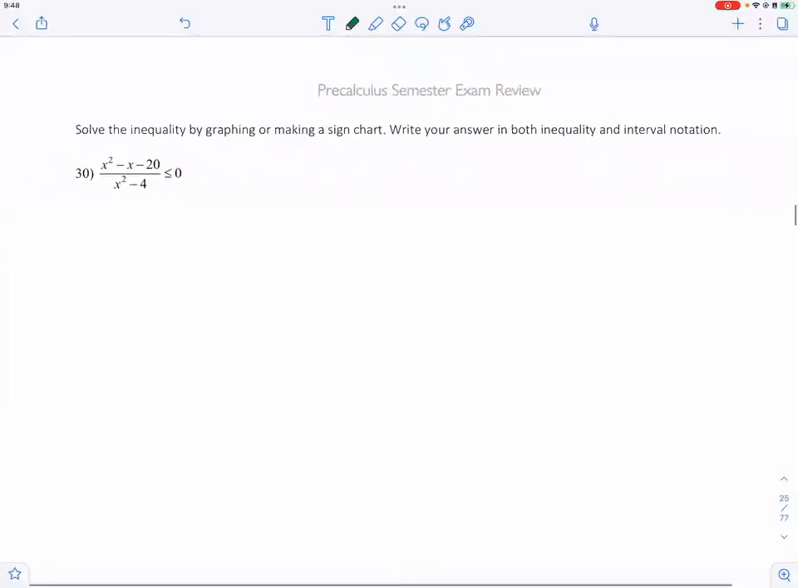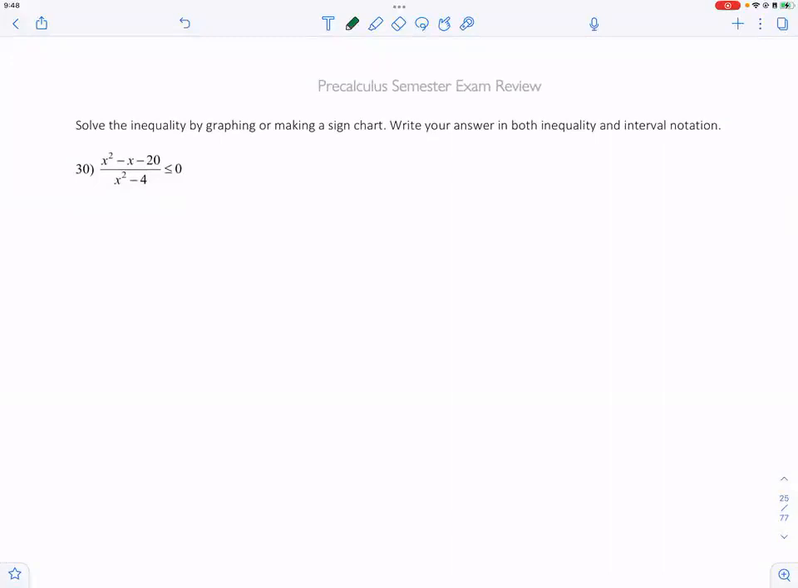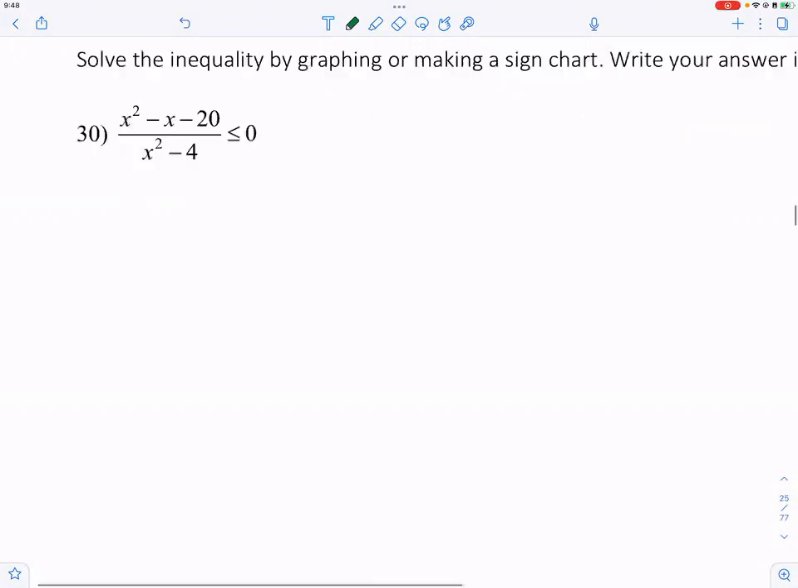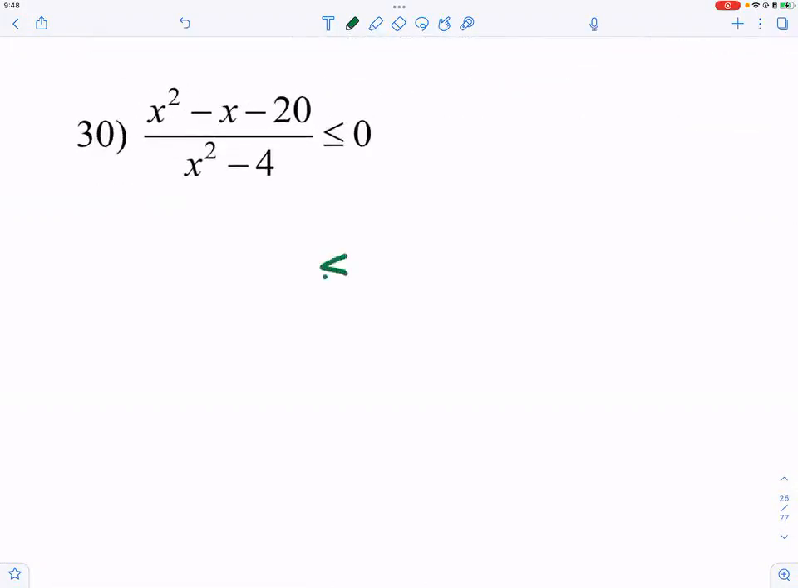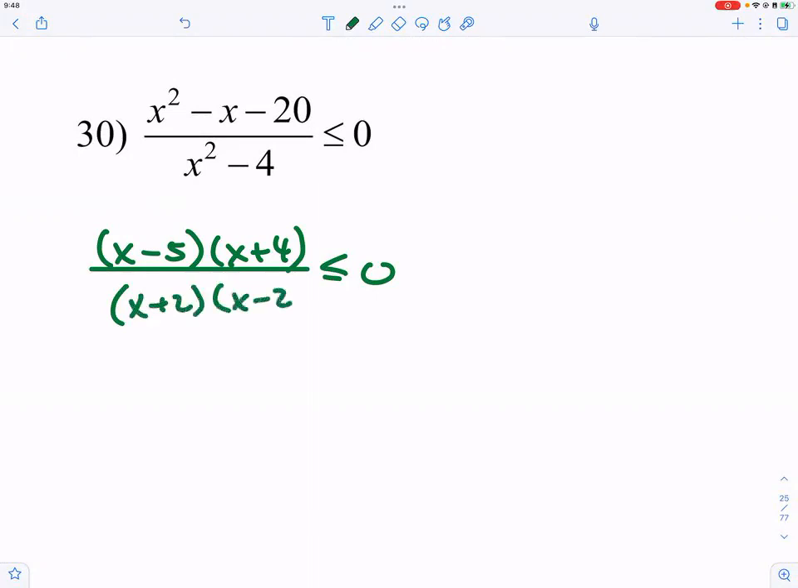Okay, so question 30 right here. For question 30, we have another rational equation. Definitely could be factored. So you can see that in the numerator you have x minus 5, x plus 4, and then you have x plus 2, x minus 2. Okay, x plus 2 and x minus 2.